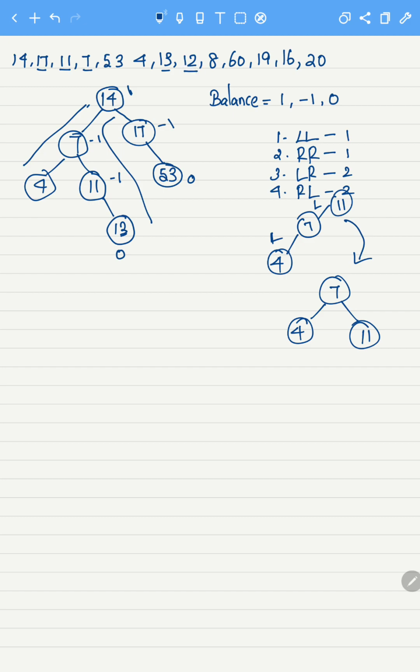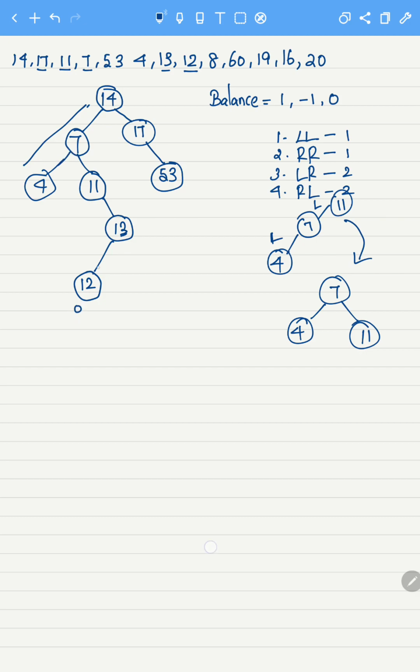The next element we have to insert is 12. So 12 will be inserted again to the left. 12 is greater than 11 to the right side but less than 13. So 12 will be inserted here. Now we have to calculate the balance factor again.